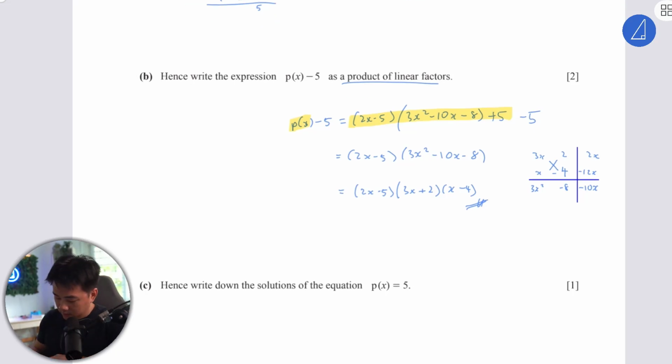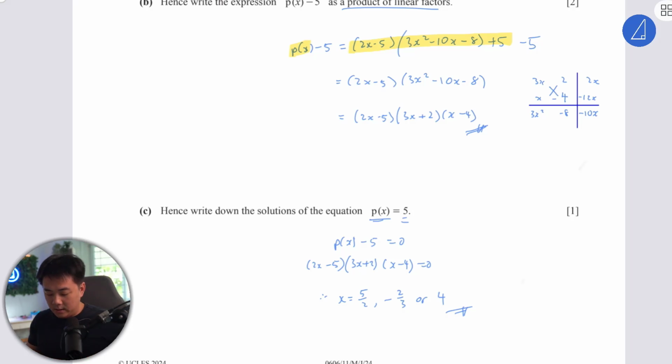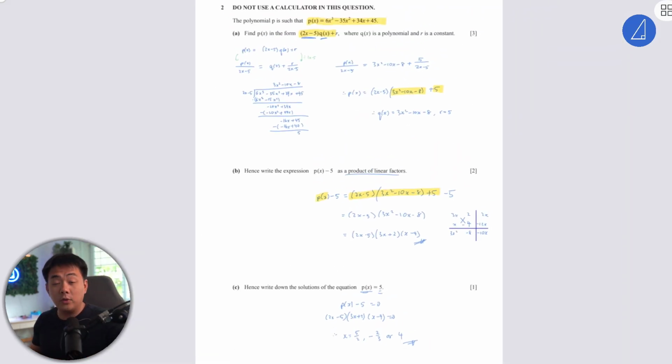So hence write down the solution for this equation. This equation here, px equals to 5. So px equals to 5. I move the 5 to the other side. Minus 5 equals 0, which is this entire thing here, which is 2x minus 5, then 3x plus 2, x minus 4 equals 0. So the roots are x equals 5 over 2, minus 2 over 3, and or x equals 4. Okay. So that's how you do this question here proficiently.